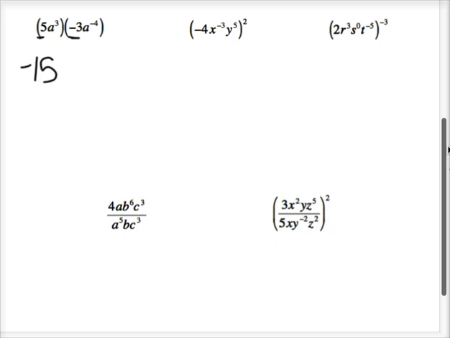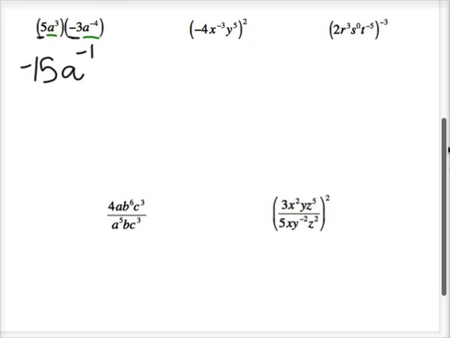The next thing that I notice is now I have this a to the 3 times a to the -4. And remember, when we are multiplying, we end up adding the exponents. We end up adding 3 plus -4, which gives us an a to the -1.